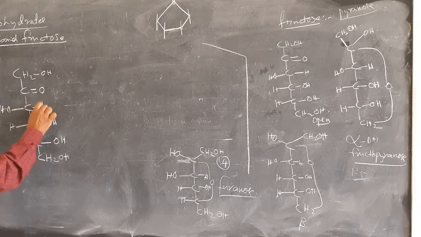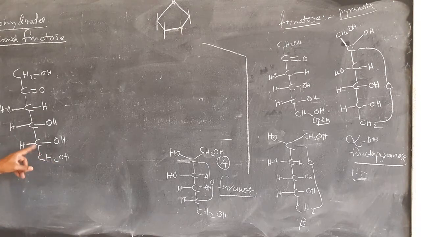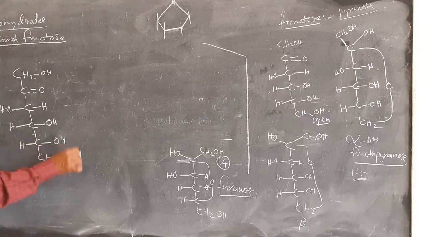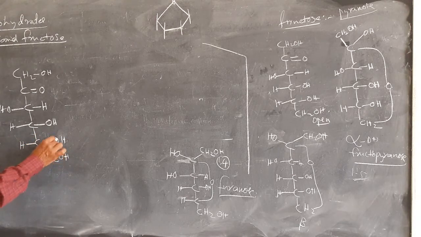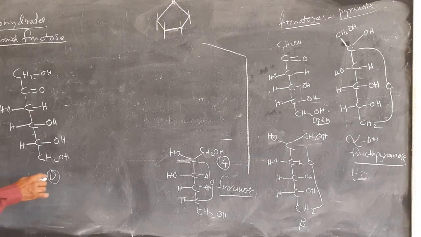OH. The configuration is almost the same for both. CH2OH, CHOH, CHOH, CHOH, CO, CH2OH. And at the bottom, as I told you in previous classes, if the OH group comes on the right side, then that will be a D structure. It will be a D structure. Let it be. Let us go to the next part.